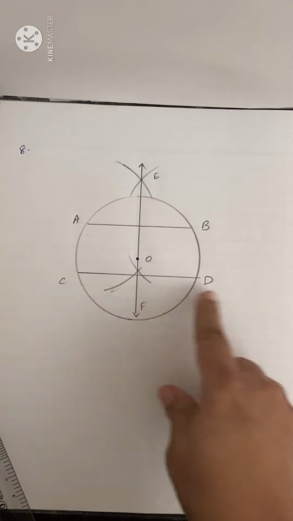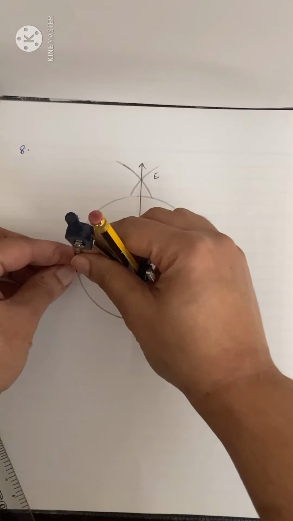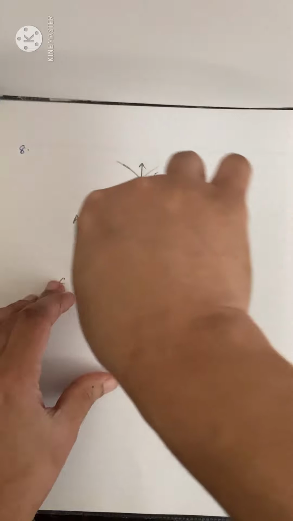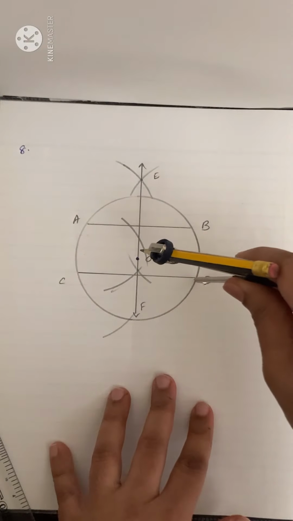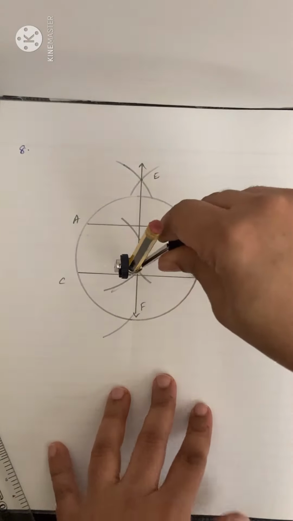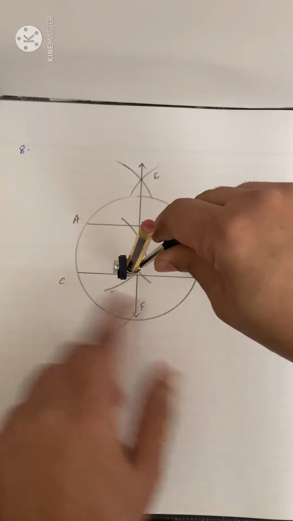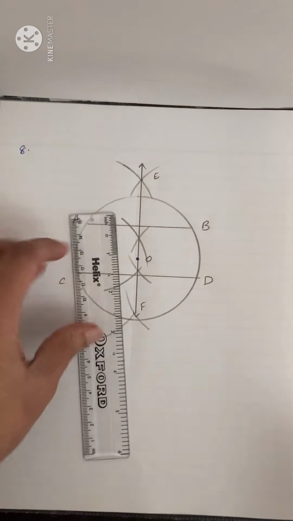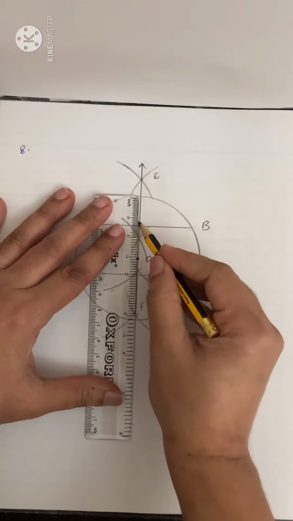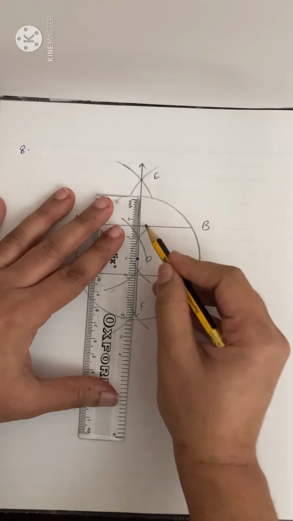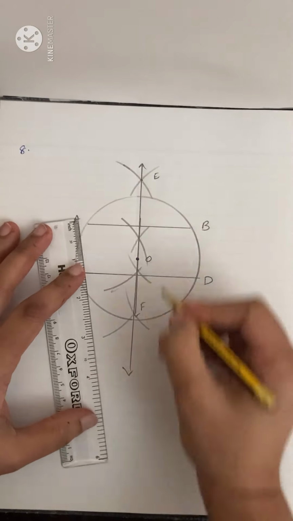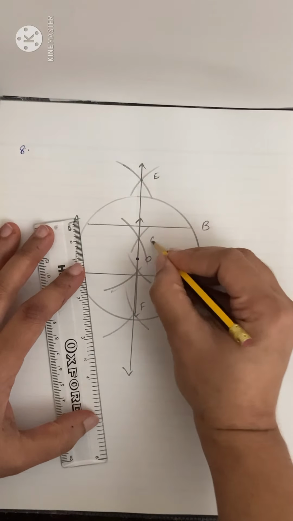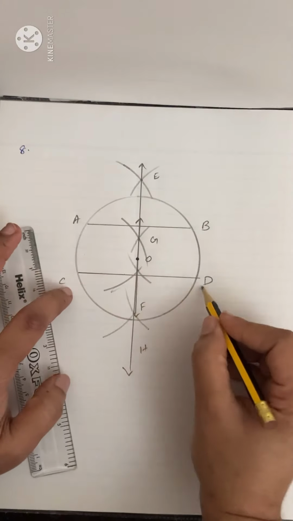Same you have to do for CD also. With C as center, draw an arc above and below CD. With D as center, first you have to take a radius more than half the length of CD. Then draw the perpendicular bisector. Let GH be the perpendicular bisector of CD.